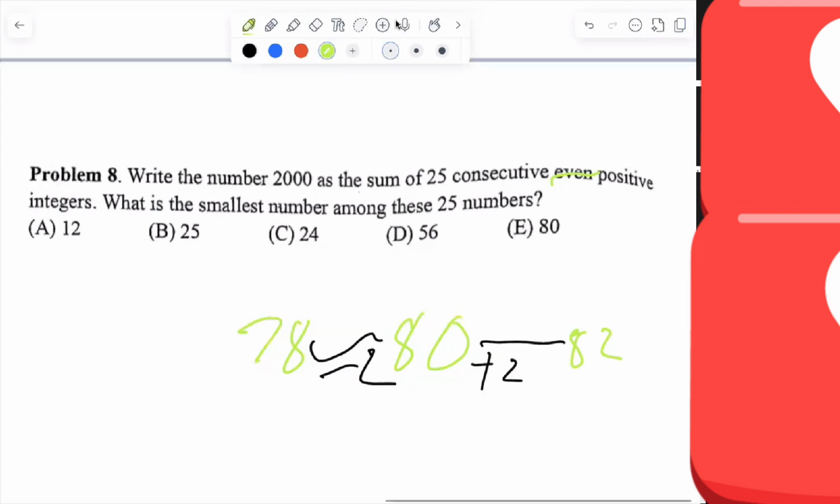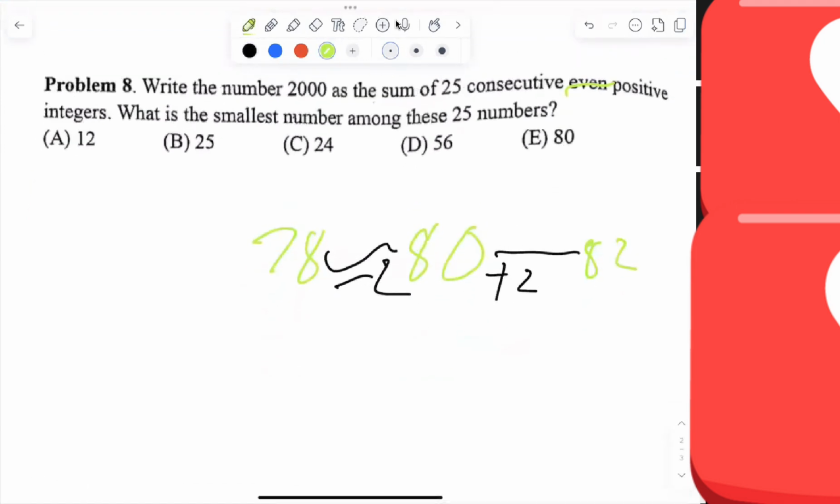So now the smallest number, since there are going to be 12 numbers on each side of 80, we just have to subtract 24 because they are increasing in differences of 2. And going on the left side because we want the smallest number. From there, we just get minus 24 to get 56 as our answer. Yeah, on down to 56. The smallest is going to be D, or 56. Alright?